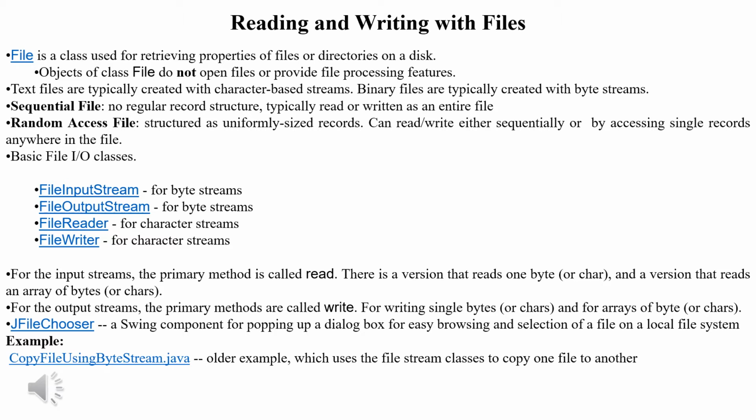We have two types of files, sequential files and random access files. In a sequential file, there is no regular record structure. So when you are going to read the records, you need to read the entire file sequentially. But for a random access file, accessing the records is different. You can access the records sequentially, or you can access them anywhere in the file.